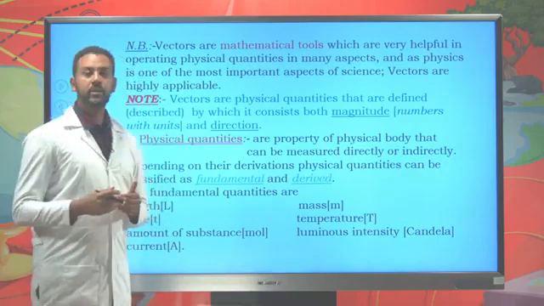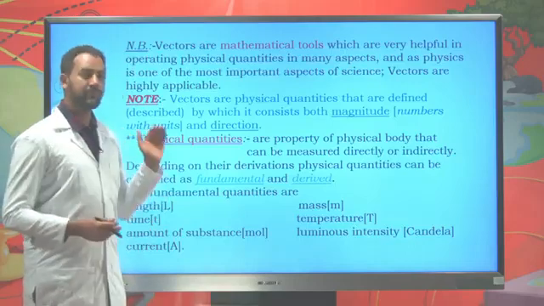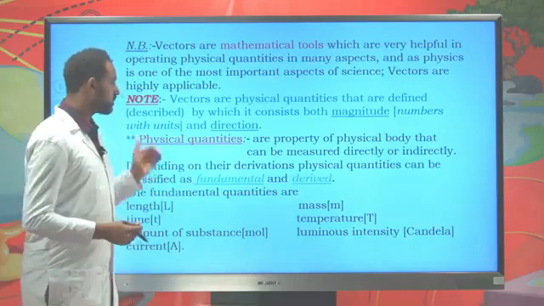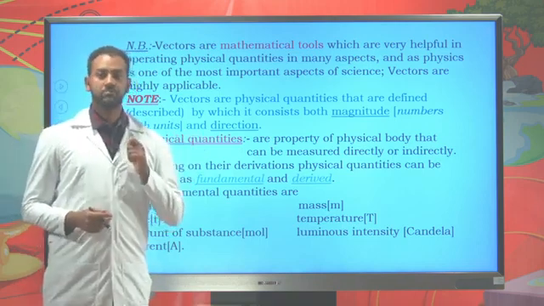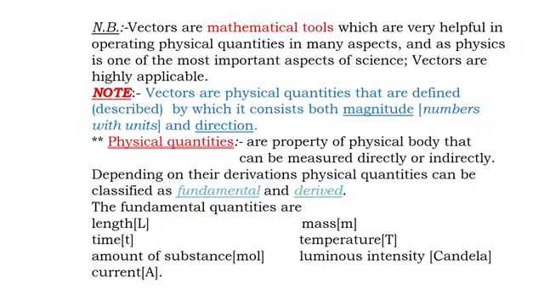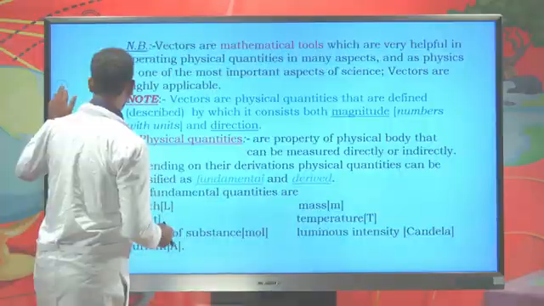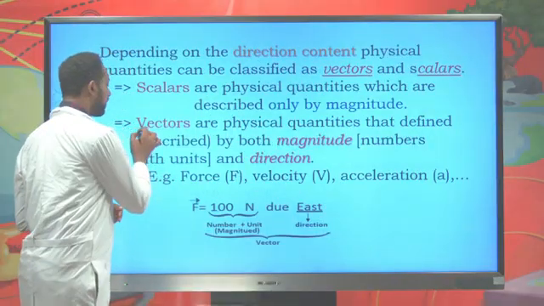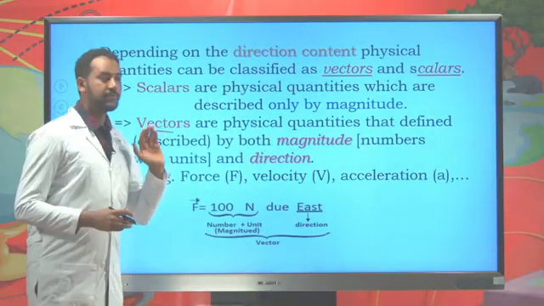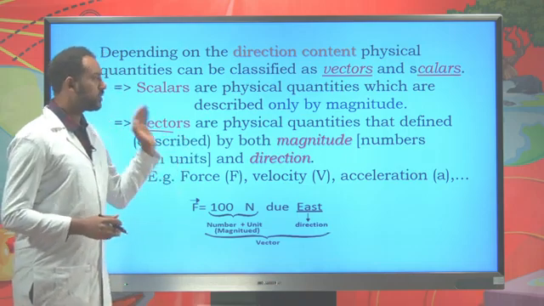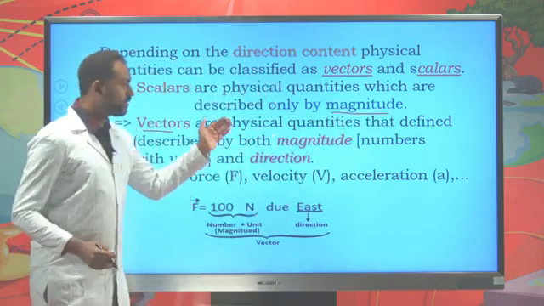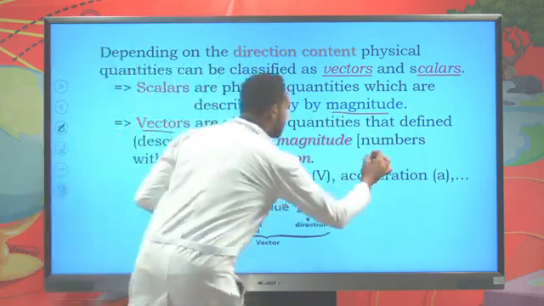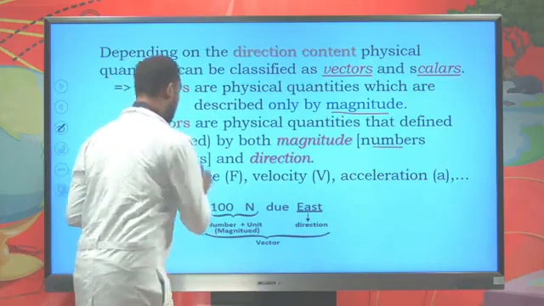The first way, according to their derivation, is to classify physical quantities as fundamental and derived. But the other way, depending on the direction content, is to classify physical quantities as vector and scalar. So our main concern is to discuss vectors. Scalars are physical quantities which are designated only by magnitude. Magnitude means it consists of a number and units.